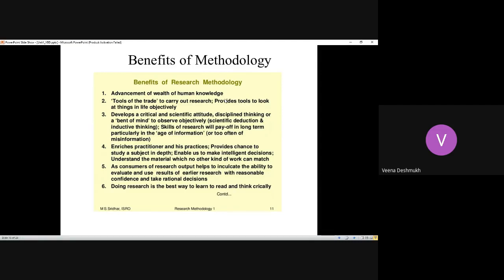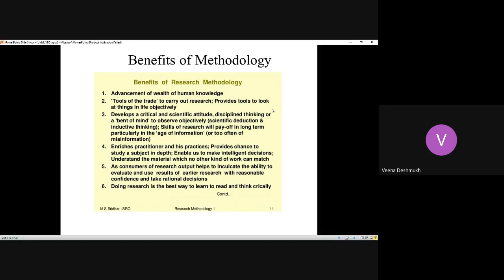Next one, tools of the trade to carry out the research. It provides tools to look at things in life objectively. So when you come across a vast study, you will understand the various tools and where all they can be applied. Not only the tools and techniques, you will also come to know the various research problems.